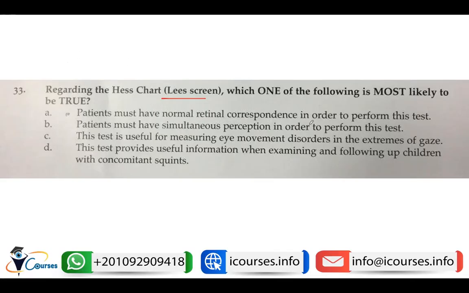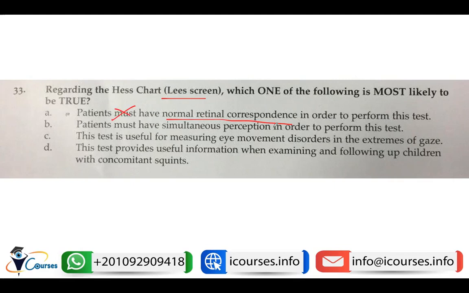Patient must have normal retinal correspondence in order to perform this test. Normal and abnormal retinal correspondence will be explained in detail in binocular vision. But for this question, normal retinal correspondence is not a prerequisite for the Hess screen test. If the patient has normal retinal correspondence, he will get a normal result, but if he has abnormal retinal correspondence, his eyes will be deviated and he will have an abnormal result. So this is not a prerequisite for the test.